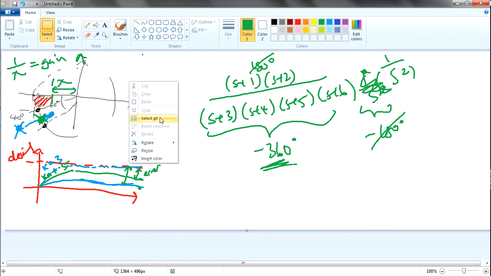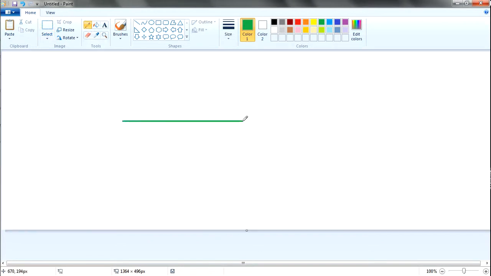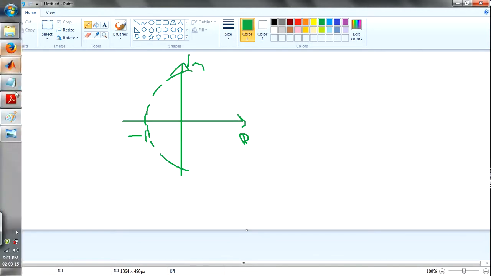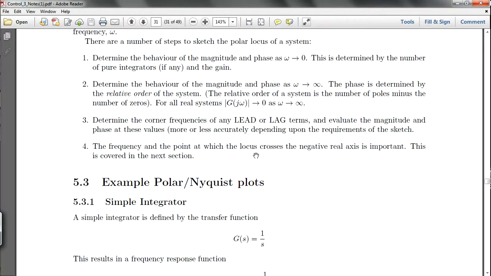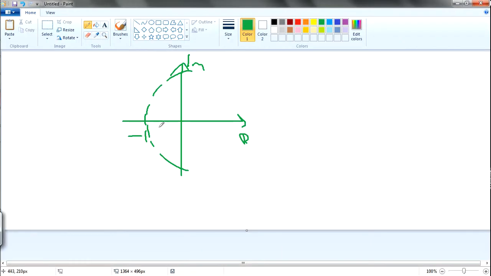If you remember, this is the real and this is the imaginary, right? So if it crosses over the negative real axis, make sure it does not cross over negative 1. So what he says is just a very general term: the frequency at the point at which the locus crosses the negative real axis is important. At which it crosses this real axis is important, because you do not want to cross over negative 1, because all these are unstable.